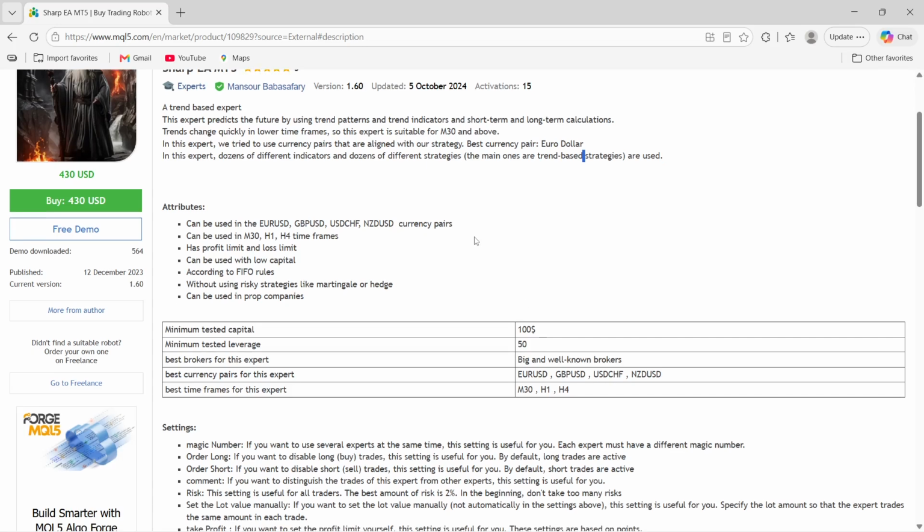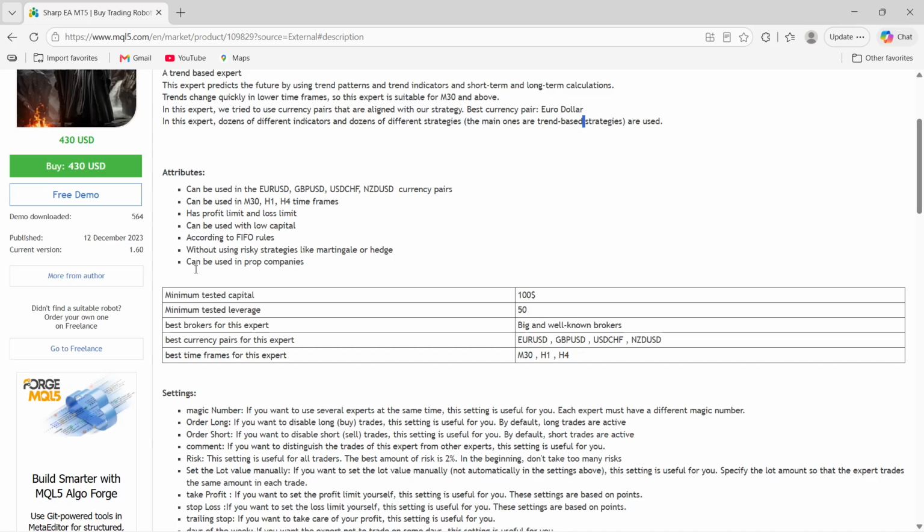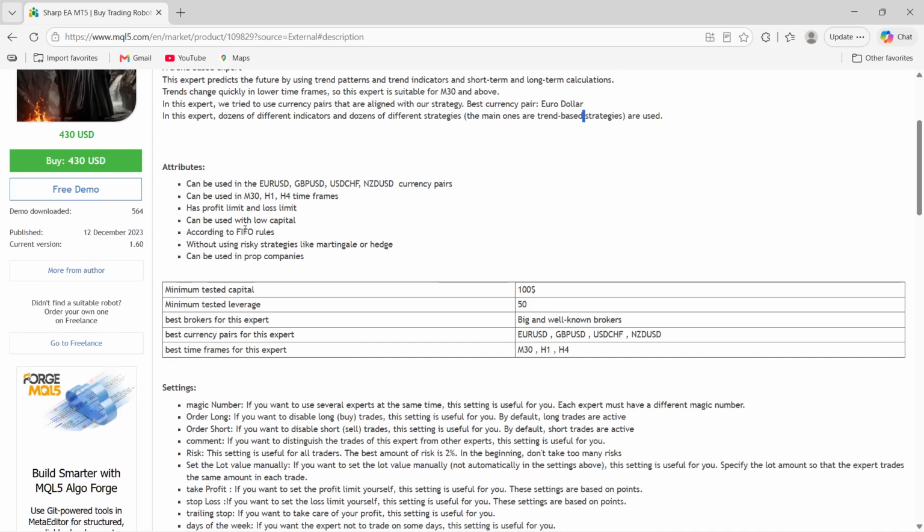All right, so let's take a look at the attributes as well. As you can see, it can be used in the EURUSD, GBPUSD, USDCHF, NZDUSD currency pairs. It can also be used in the 30-minute time frame, the 1 hour time frame, and the 4 hour time frames. Okay, it has a profit and loss limit. It can be used with low capital, and it operates according to FIFO rules. Like I said previously, without any risky strategies like martingale or hedge, and then it can be used in prop companies as well.